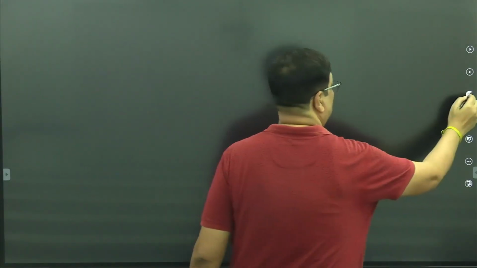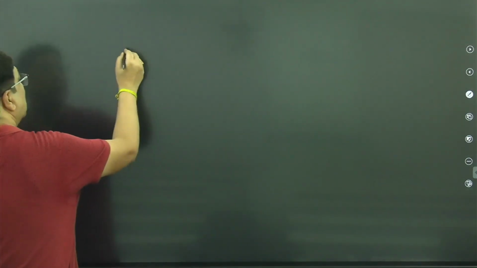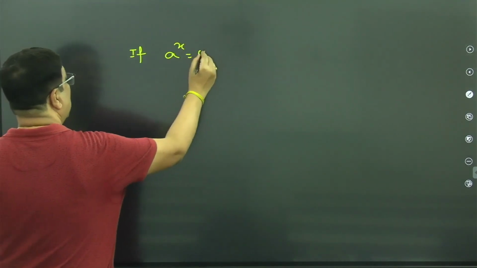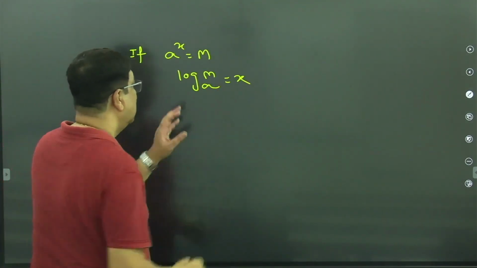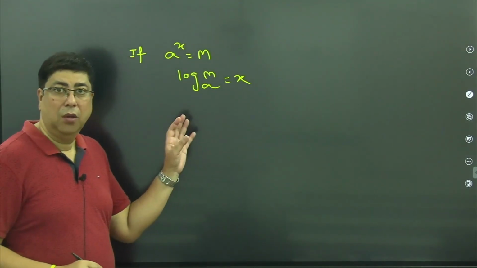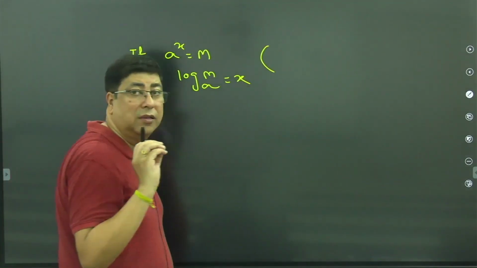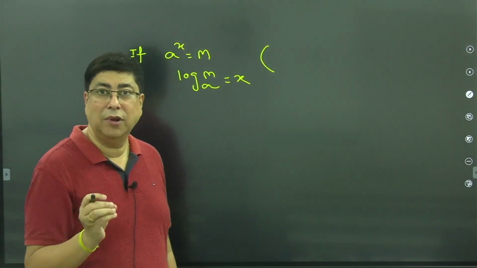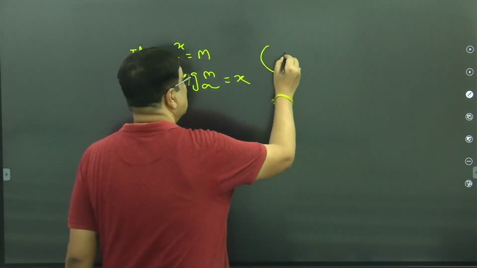What is the log? The definition of the log is: if a to the power x equals m, then log m base a equals x. This is the definition of the logarithm. And remember, log is a system. Log is one operator, which is called the calculator operator or slow operator. So there is some definition of log.